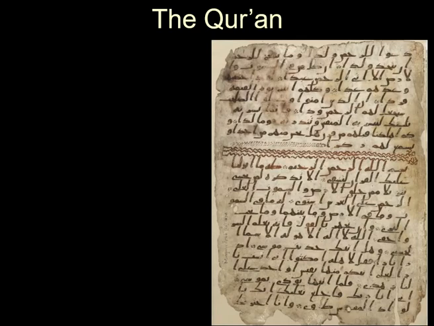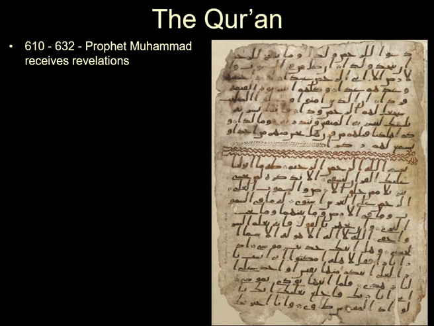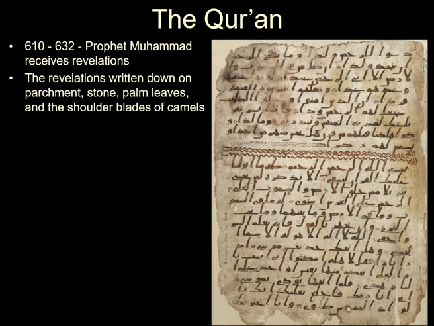So why is the Quran relevant? Well, let's look at the Quran for a bit, shall we? Between about 610 and 632, the Prophet Muhammad, blessings be upon him, receives his revelations. He dies in 632. The revelations were partly continued by oral tradition, not for very long, but for a bit, but also written down on parchment, on stone, on palm leaves, and also the shoulder blades of camels.